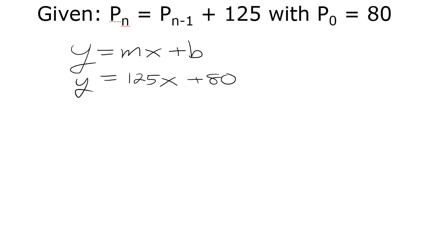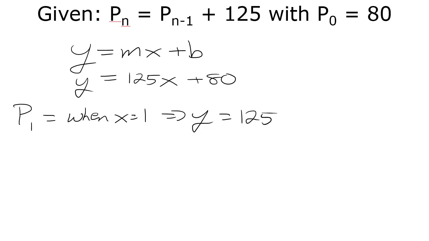So now when they want us to find p of 1, that really just means find the equation when x equals 1. So we have y equals 125 times 1 plus 80, which is just 125 plus 80, which is simply 205. Done. Easy. Simple. We don't have to do this whole recursive thing.